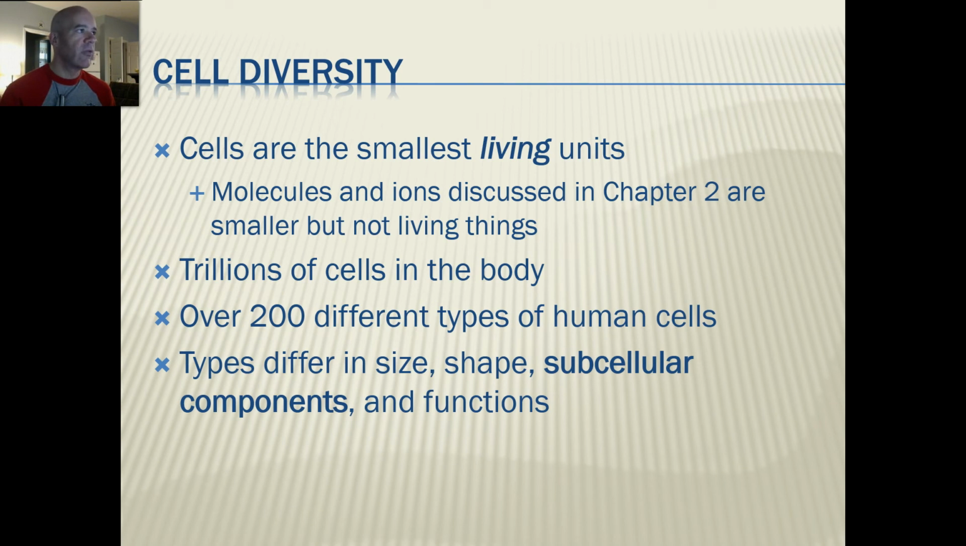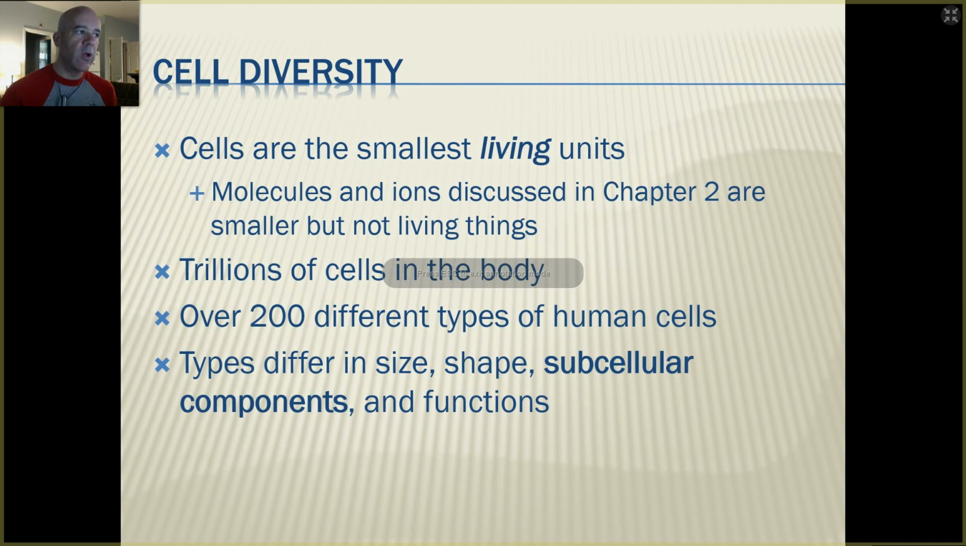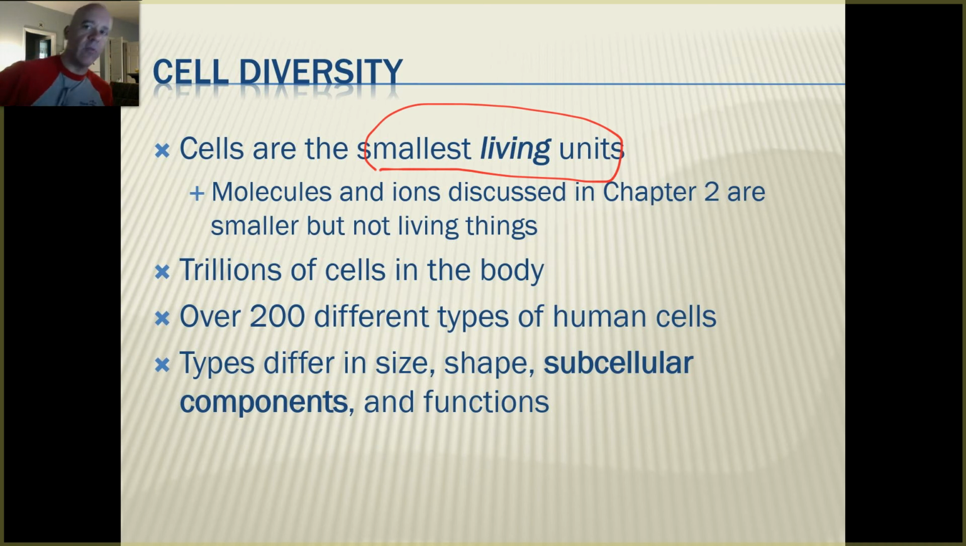Okay, cells are the smallest living unit. So if you guys remember back in Chapter 1, we talked about the special requirements of living things, what makes something living versus not living. What do living things have to do in order to stay alive? So an individual cell is itself a living thing, so it meets those individual requirements that living things have.